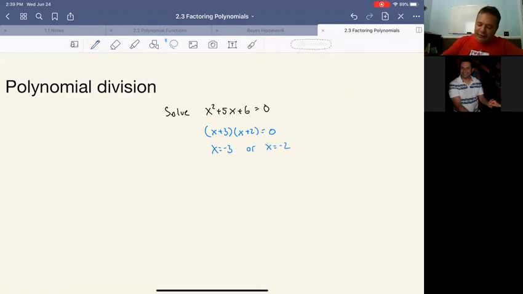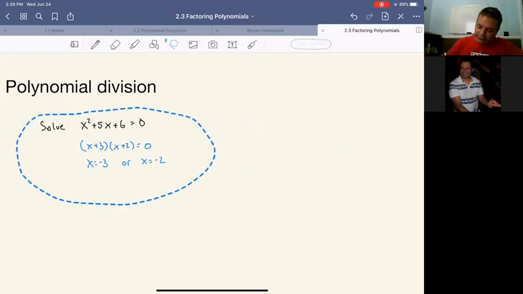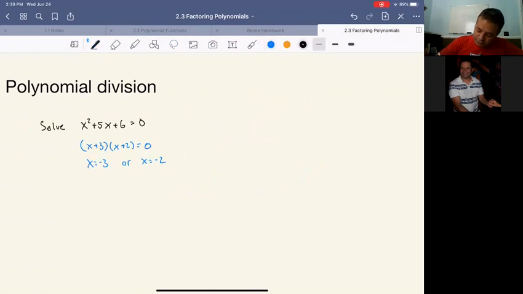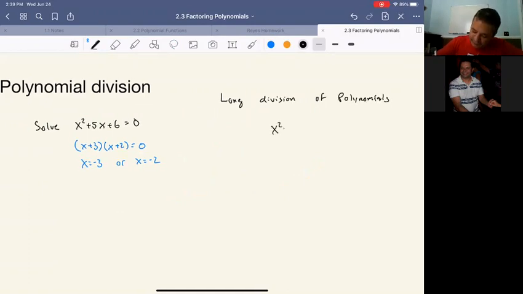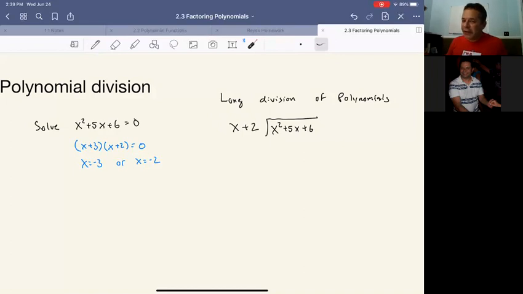All right. Now, what we're going to do next is we're actually going to do long division of polynomials. Okay, so let's take x squared plus 5x plus 6 and divide it by x plus 2. Okay, so now if everything makes sense, we should get x plus 3 on the top. So let's just double check and make sure we do get that.